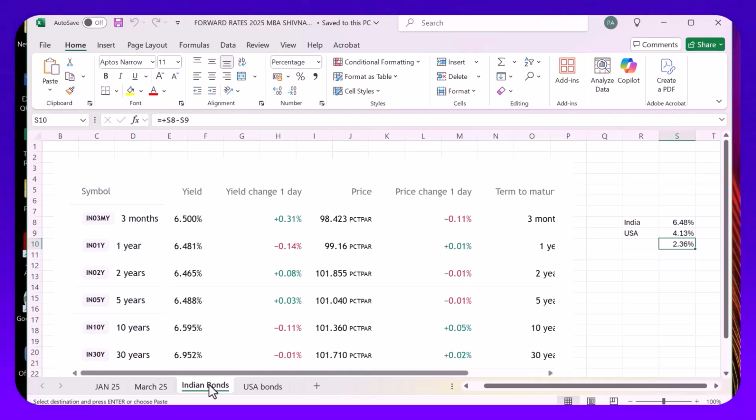Look at this. In India, the rate of interest or inflation is 6%. Assume that. In USA, earlier it was 2%, before the Ukraine war happened. So the difference was 4%.